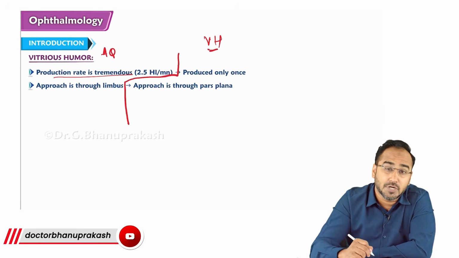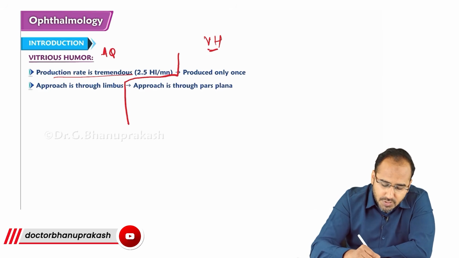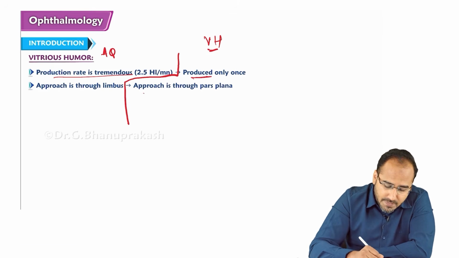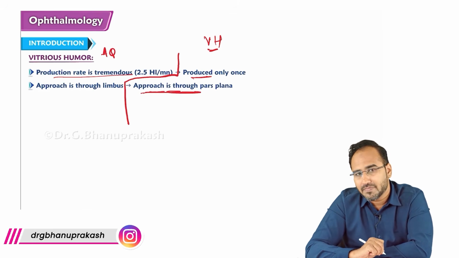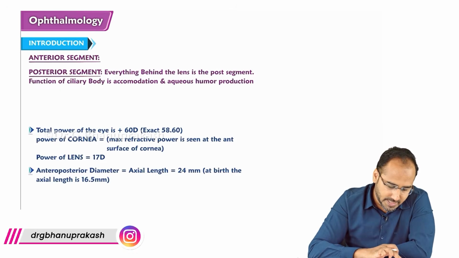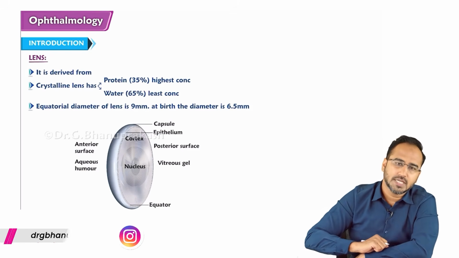Vitreous humor, is it produced daily? No sir, it is not produced daily. It is produced only once. Okay? And how do you approach the vitreous humor? If you want to approach the vitreous humor, you can approach it through pars plana. Okay? Next. This is regarding vitreous humor.